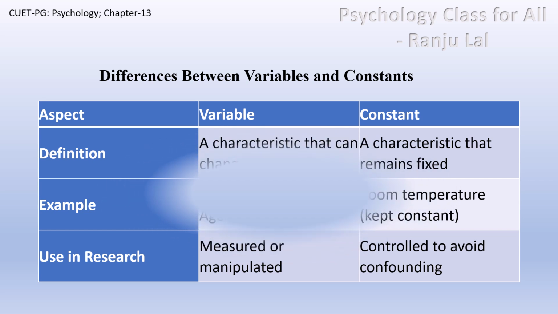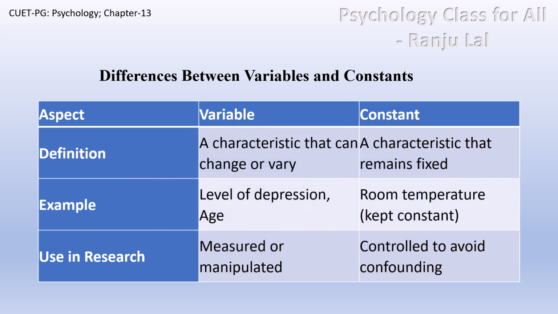Now, differences between variables and constants. Variables are changeable characteristics that are being studied in research. Variables are central to forming a hypothesis. For example, we can say that mindfulness training, that is the independent variable, reduces stress level, that is the dependent variable, in students.